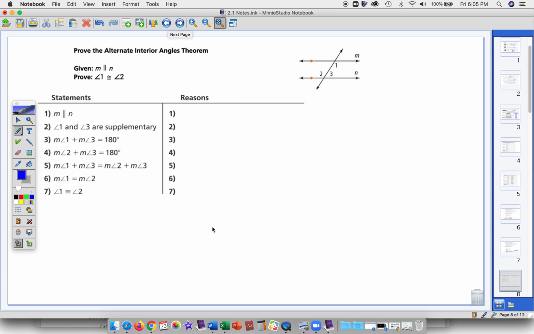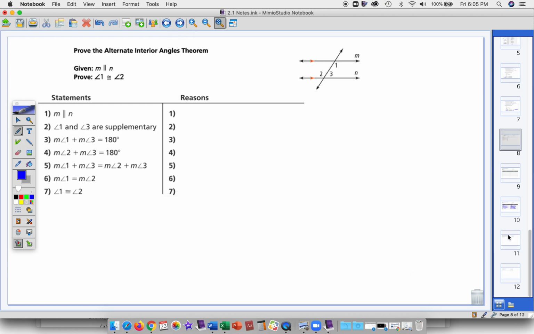Okay, so now we're going to move on to some proofs. So we have a proof here for the alternate interior angles theorem. What I did is I gave you the statements on this one, and then we're going to go through and fill in the reasons. So we're given that line M is parallel to line N, and we're asked to prove that angles 1 and 2 are congruent. 1 and 2 are alternate interiors, so we are proving the alternate interior angle theorem.